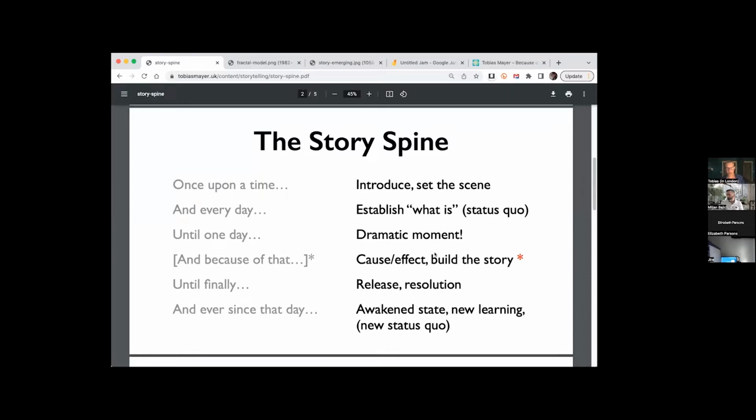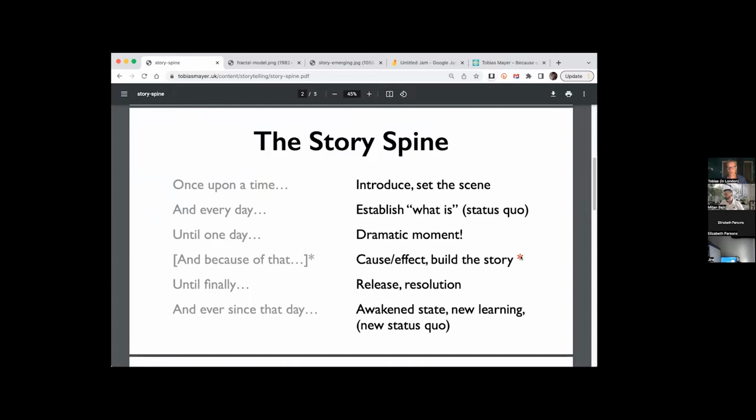So what I want you to pay attention to is the iterative nature of this. I've made the star red, so you can call it out, the little red asterisk there. The cause and effect, we build a story. One thing happens, it causes something else to happen, it causes something else to happen, until we finally get to a release or a resolution of the situation.